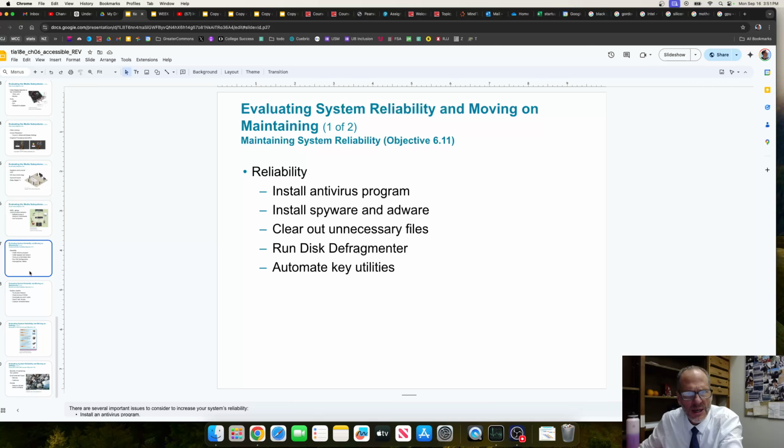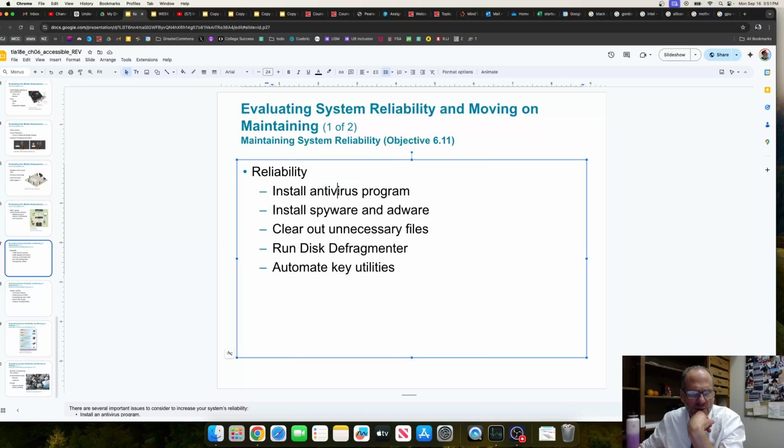Other things to think about here, the reliability of your system. Make sure you're running an antivirus program. Check for spyware and adware if you're having issues with that. Clear out unnecessary files. Run disk defragmenter. That's not so relevant today unless you have a hard disk drive. And automate key utilities.